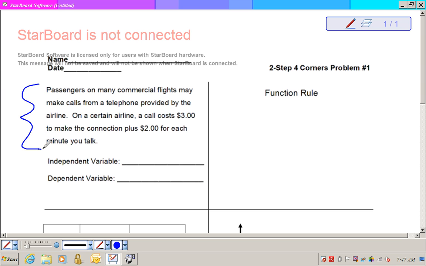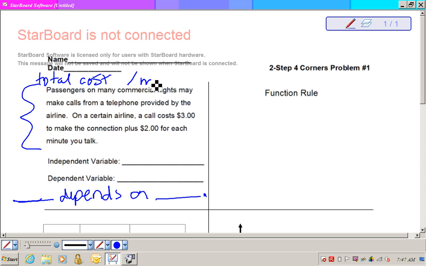Okay, so the first thing that they're asking for is the independent and dependent. What we're going to do here is write a simple little sentence at the bottom: blank depends on blank. Our two variables: one is the total cost, and the other one, the call costs $3 to make plus $2 for each minute, so our other variable is minutes.